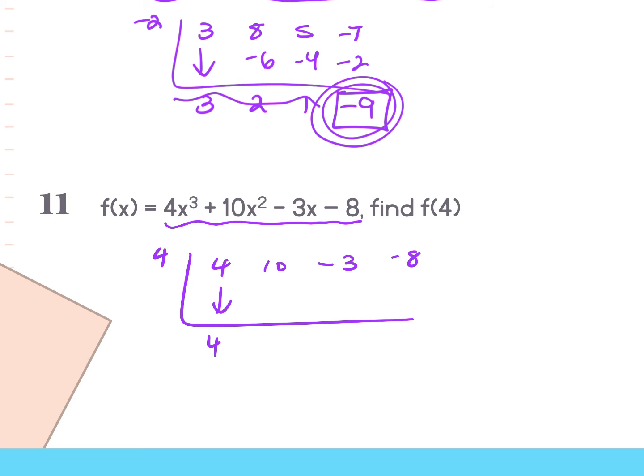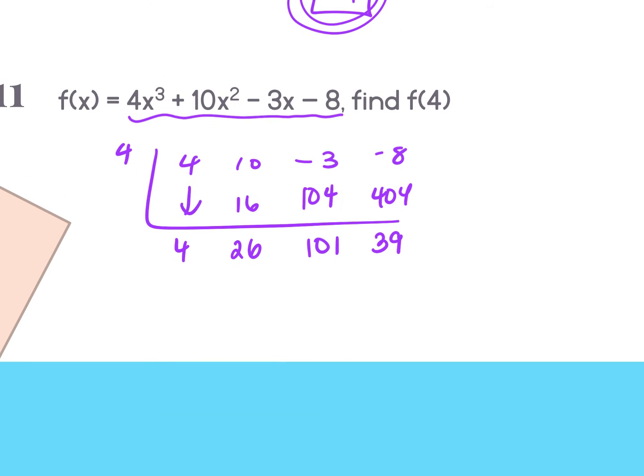Bring it down. Multiply it out. And just the remainder is the answer. Obviously much easier than having to do 4 cubed times 4, and then 4 squared times 10, and then adding them all together. This time I think it's easier.